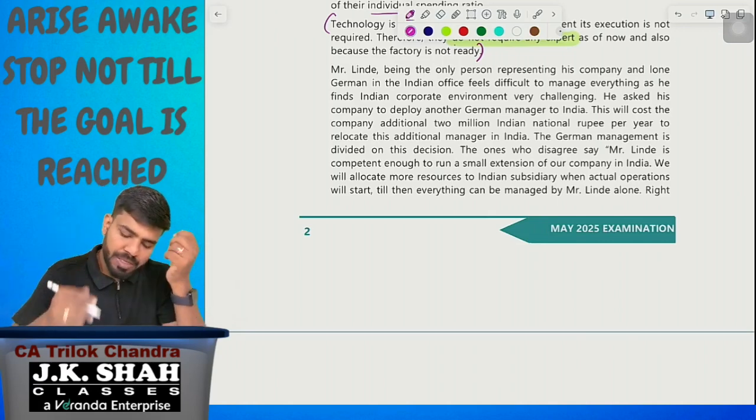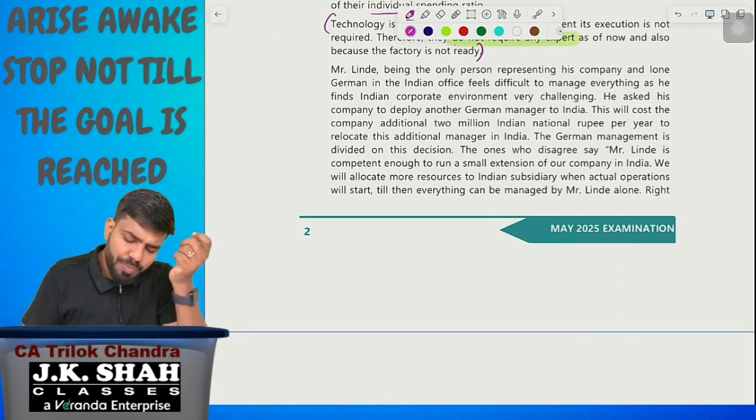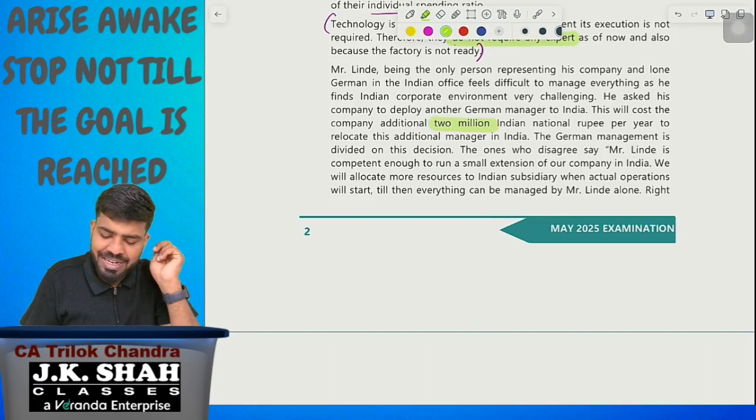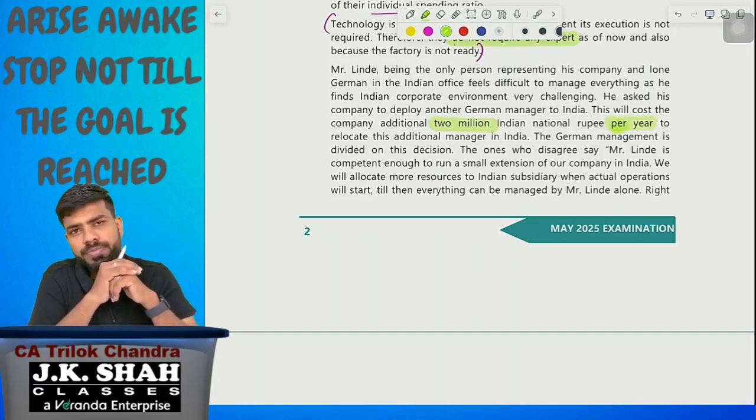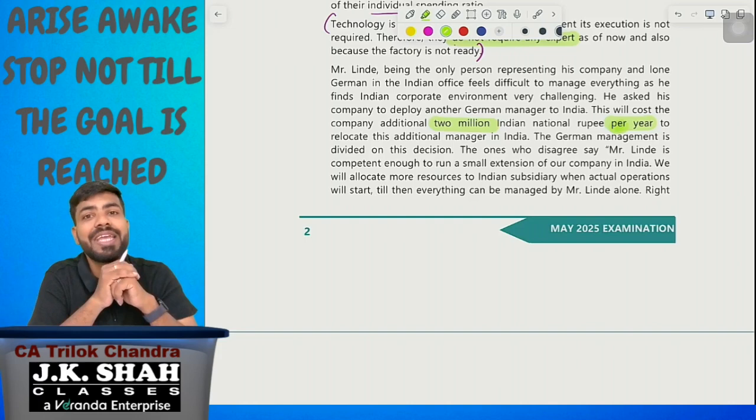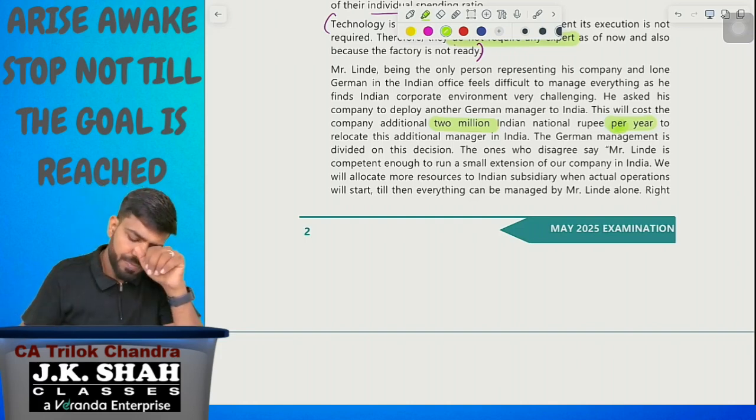Okay, now see here. This will cause the company to deploy another general manager. This will cost the company an additional 2 million. 1 million equals 10 lakhs, so 2 million means 20 lakh Indian rupees per annum. So if they recruit one more general manager, it costs the company 20 lakh rupees per year. Okay, next: to relocate this additional manager in India.